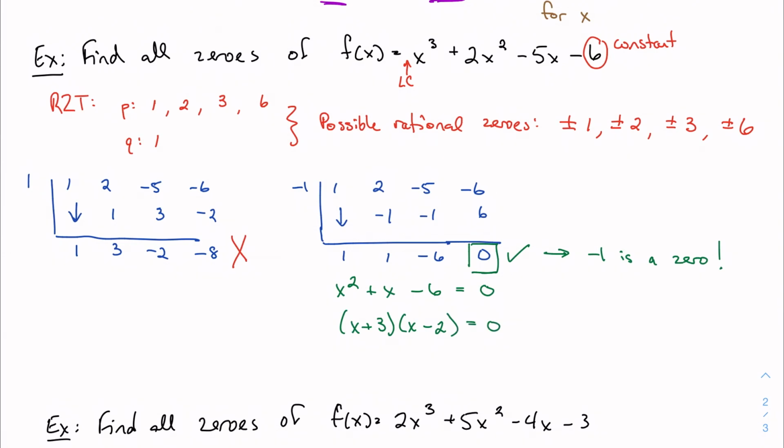Remember, with my zero product property, I can split these up. So over here I get -3. If I do that with x minus 2, I get 2. So just to state my final answers then, my zeros are -1 from before, -3, and 2.